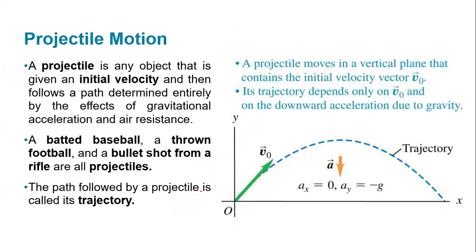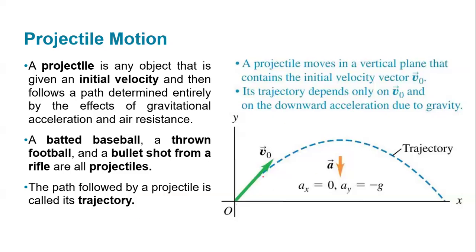Another topic for chapter 3 is projectile motion. A projectile is any object that is given an initial velocity and then follows a path determined entirely by the effects of gravitational acceleration and air resistance. Examples are a batted baseball, a thrown football, and a bullet shot from a rifle. They are all projectiles. The path followed by a projectile is called the trajectory.